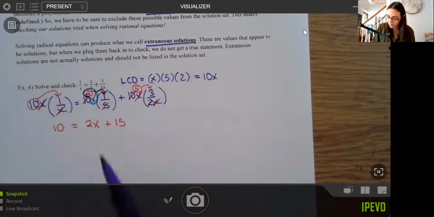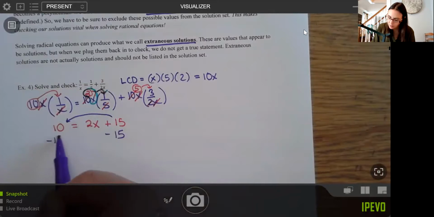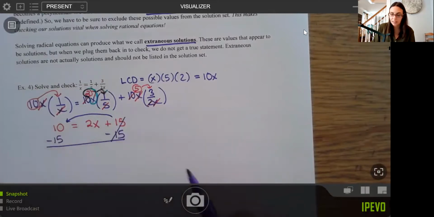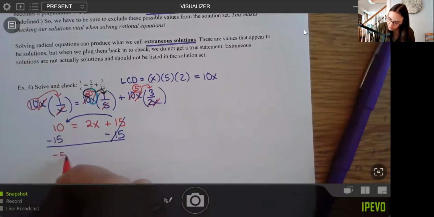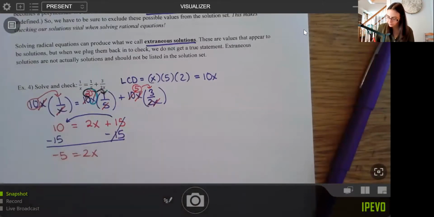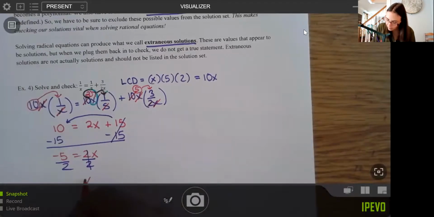So now I'm going to bring that 15 to the other side. My x's are already on the right, so I'm going to leave that 2x alone and move my 15 instead. And I'm going to get -5 equals 2x. And I can divide both sides by 2. And I have x equals -5/2 for my answer.